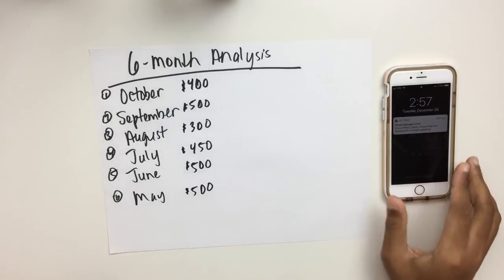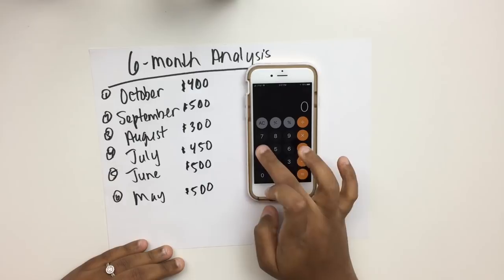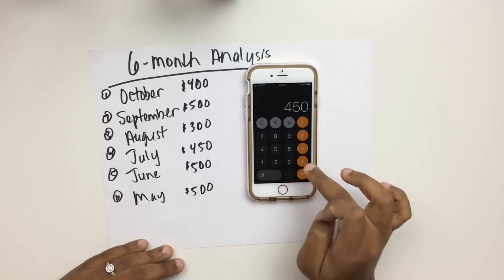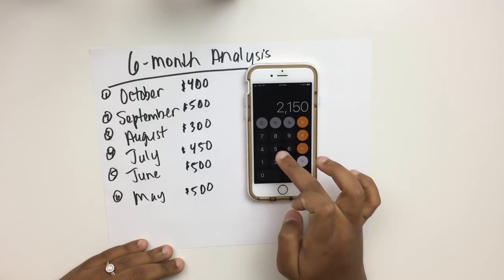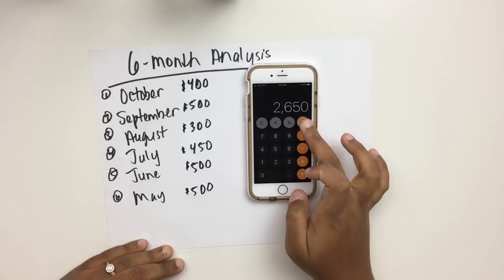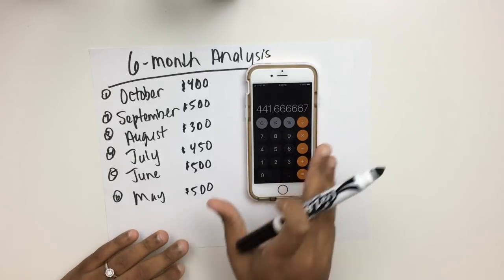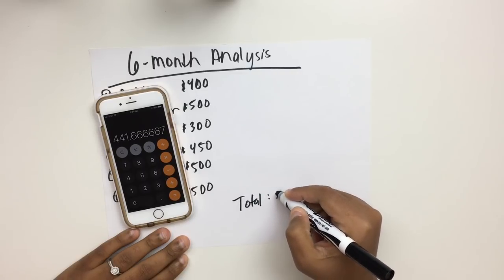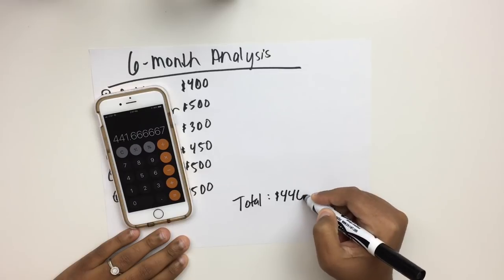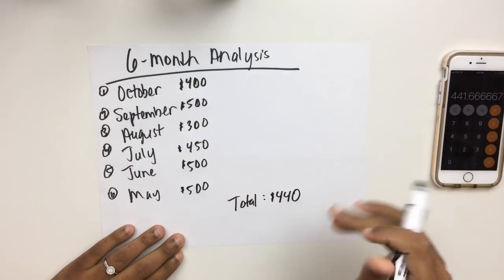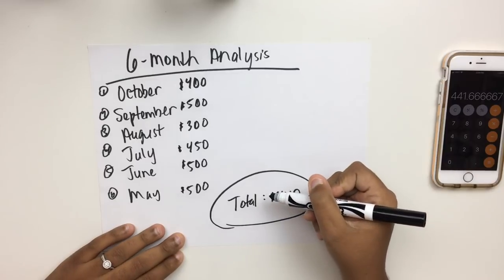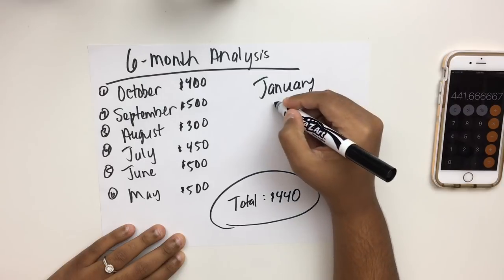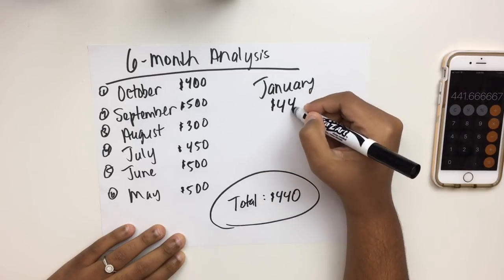So basically what you're going to do is just take the average of all of that. That would be $400 plus $500 plus $300 plus $450 plus 500 plus 500, divided by 6, which would give you a total of $440, because I like to use rounded numbers. So this is going to be the number that you can use for food going into January as you're setting up your January budget. So your January food budget is going to be $440.